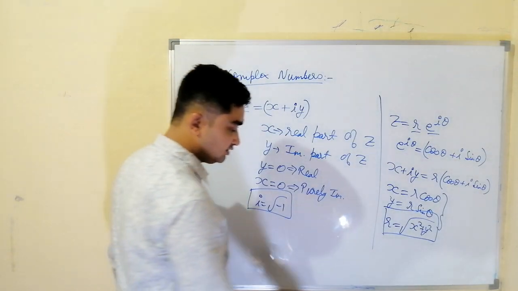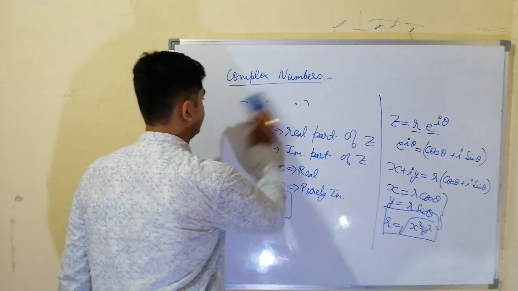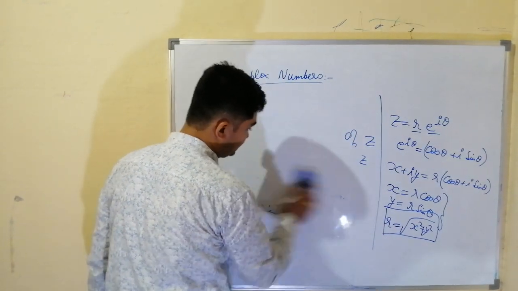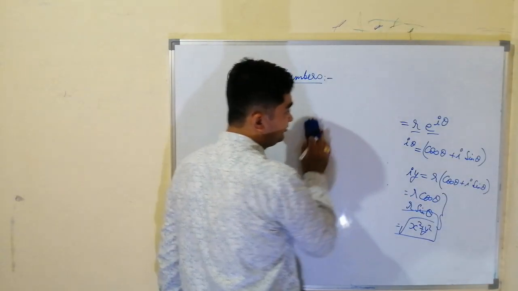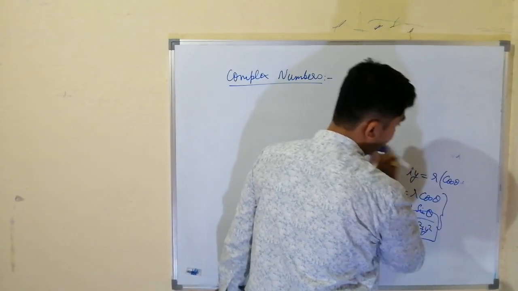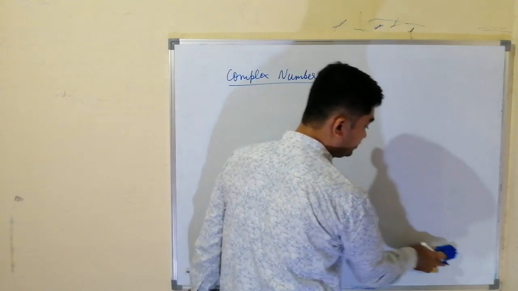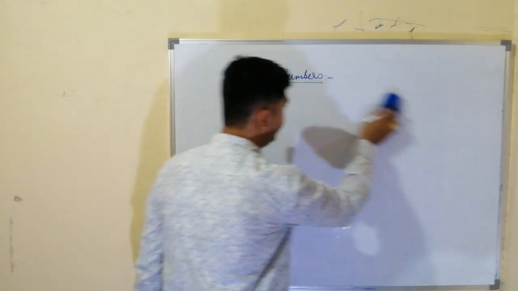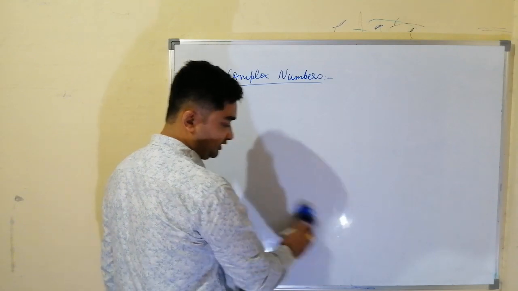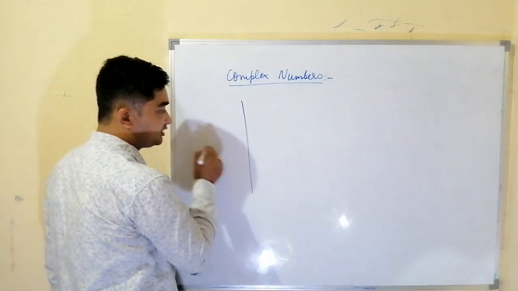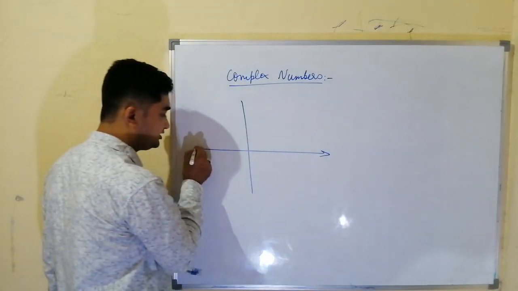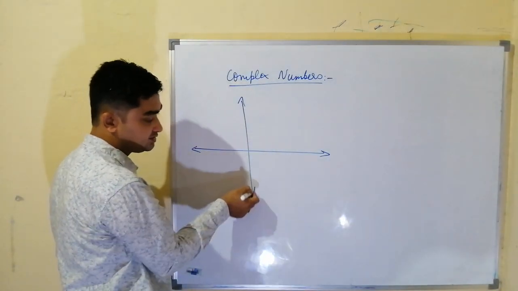But what is r? To understand what r is, we will plot this complex number on the Argand plane. What is the Argand plane? It is similar to the Cartesian plane in 2D. But in the Cartesian plane, one axis is the x-axis and another axis is the y-axis.